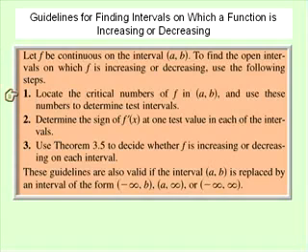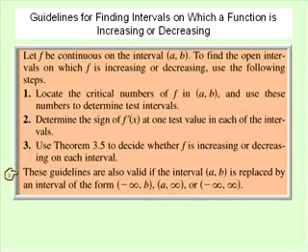First, locate the critical numbers of f on the open interval from a to b and use those numbers to determine test intervals. And remember, our critical numbers are the values where the derivative is either equal to 0 or undefined. Next, we determine the sign of f prime of x, the sign of the derivative, at one test value in each of the intervals. Next, we decide whether f is increasing or decreasing based on the sign of the derivative. If the derivative is positive, the function is increasing. If the derivative is negative, the function is decreasing.